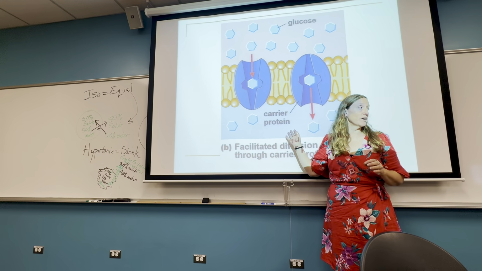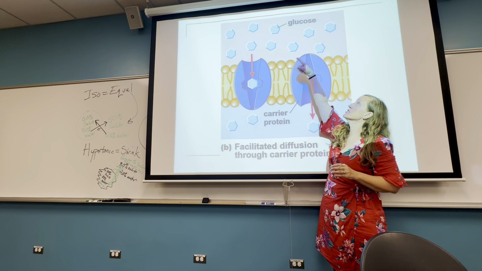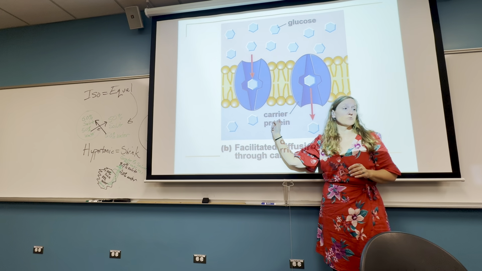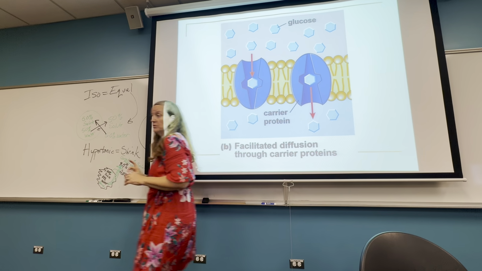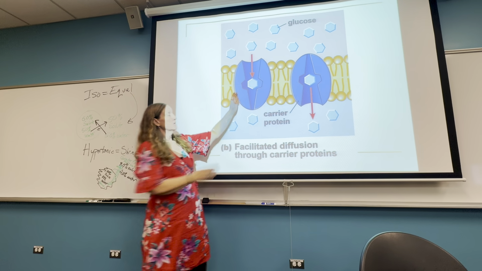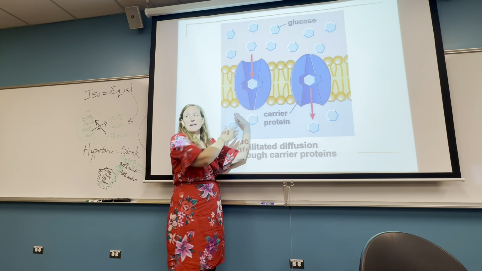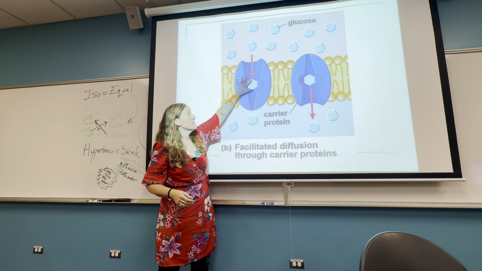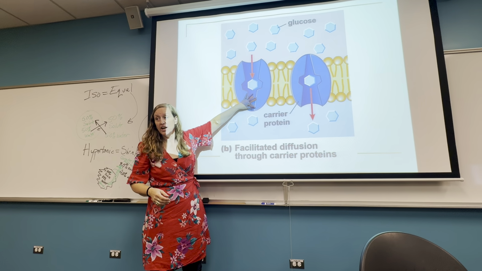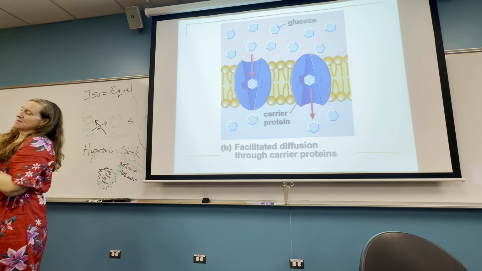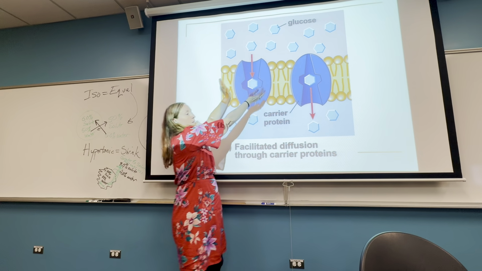Again, concentration gradient set up here. High concentration of, we're talking about glucose. Typically when we're talking about carrier proteins, we're talking about larger compounds that need to be moved across. What this is indicating in the picture is that the protein is closed. This could not fit through this channel. So in the middle, it's going to grab onto that.